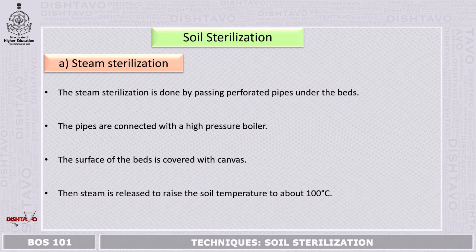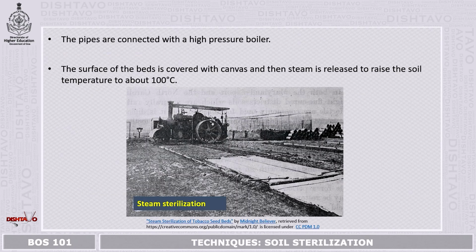The steam sterilization is done by passing perforated pipes under the beds. The pipes are connected with high-pressure boilers. This is mainly done in the field. The surface of the bed is covered with canvas. Then the steam is released to raise the soil temperature to about 100 degrees Celsius. In this picture, we can see the pipes connected with the high-pressure boiler. You can see the pipes, and this is the canvas which is placed above.